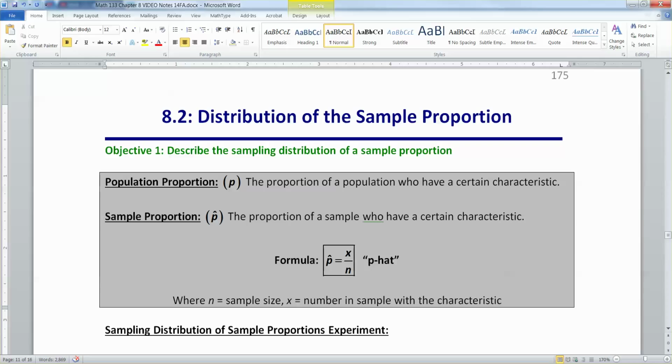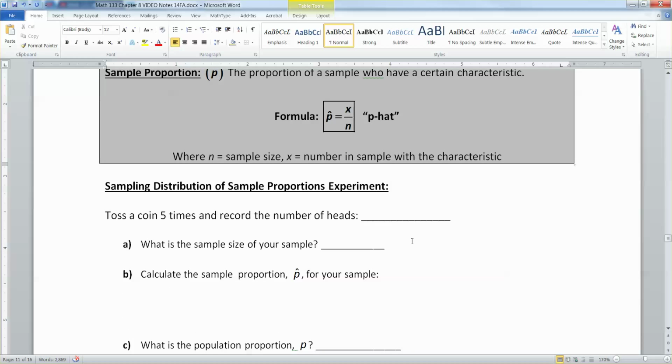Okay, so we're going to experiment with this just a little bit. I have a coin in my hands, you can't see it, and I'm going to toss this coin 5 times and record the number of heads that I get. 2. So I got 2 heads out of 5. So my sample size for me was 5. Now you could take your own coin and do it yourself if you so desire.